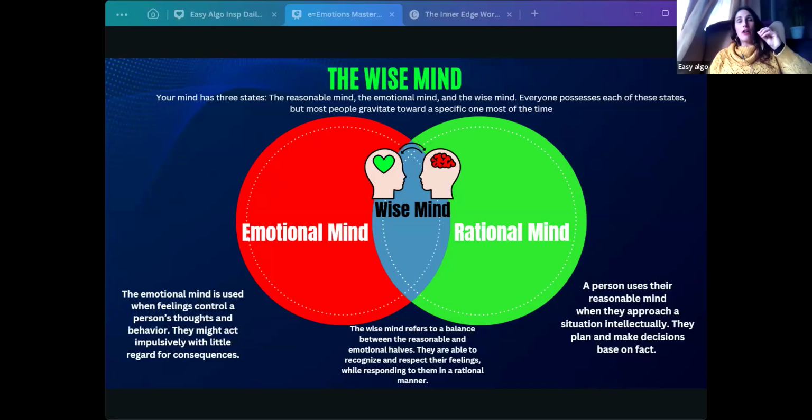And if we are preferencing that part and ignoring the emotional part, it will wreak havoc and it will hijack us. If we are prizing and just being overly emotional, we won't have access to the rational mind. And so this is really what I'm wanting to introduce to you. The inner edge is the wise mind.